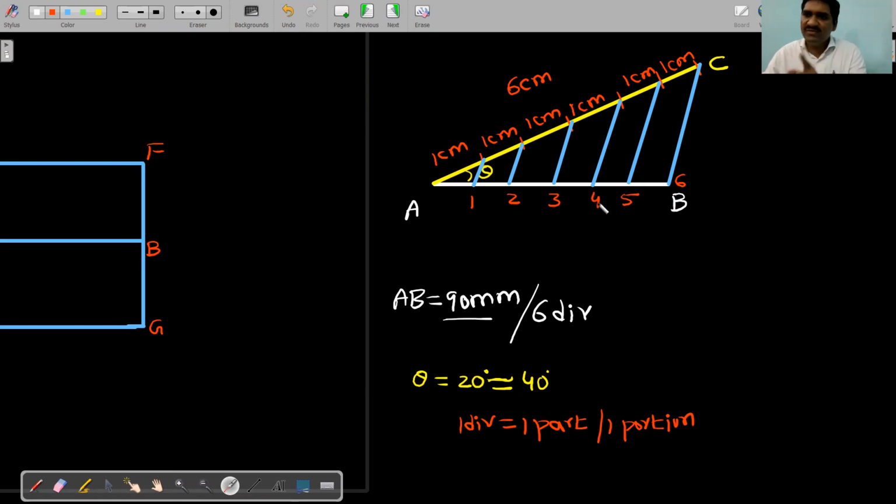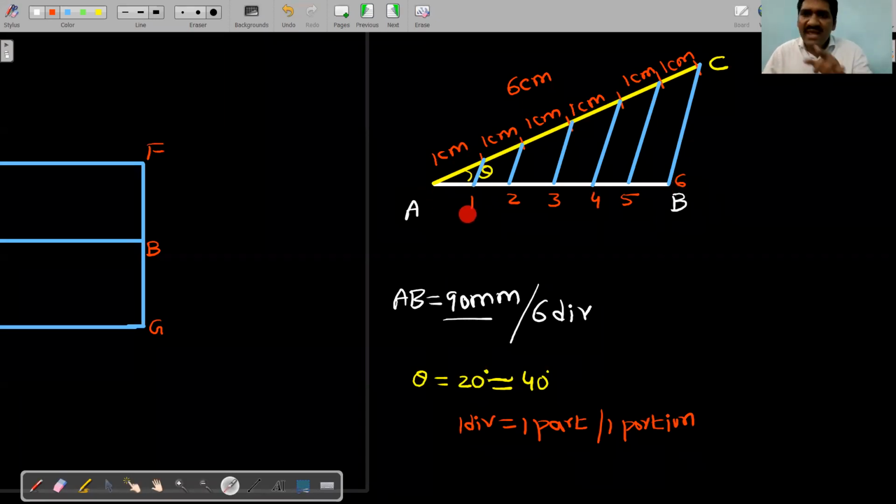Don't get confused. Again, I'm repeating, just try to understand. This is our line. So what is the starting point of the line? Starting point A, ending point is B. Always try to give the numbering.